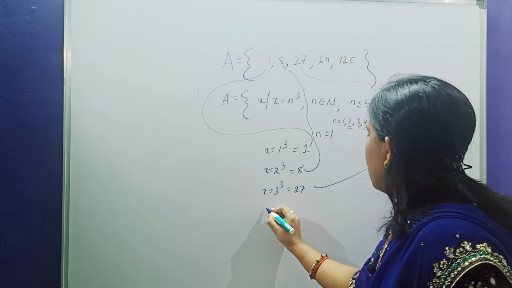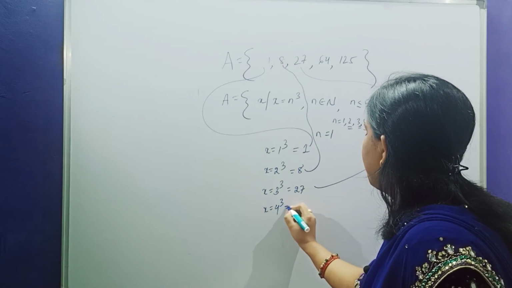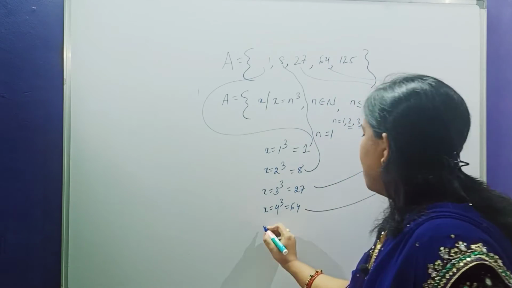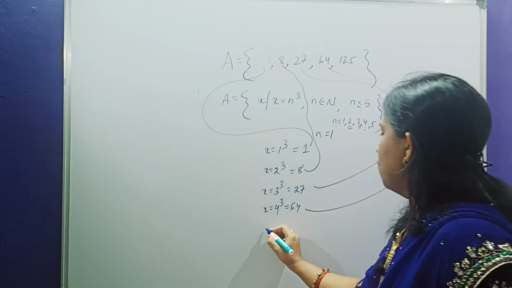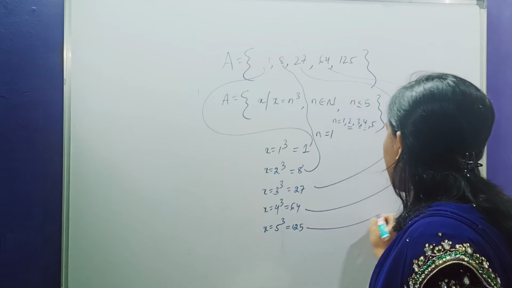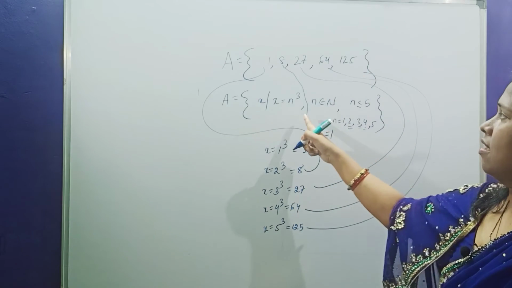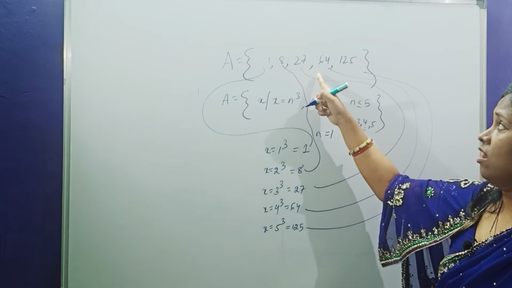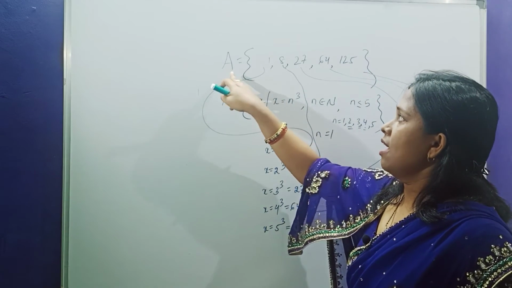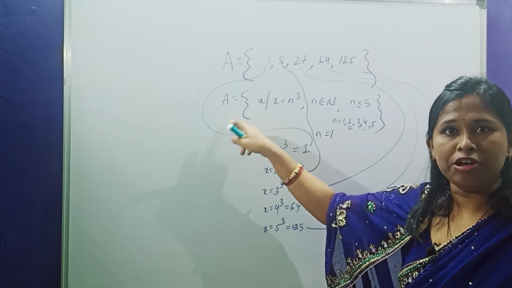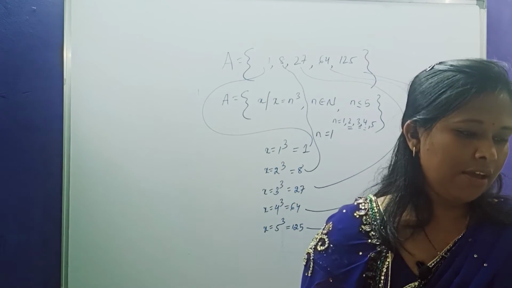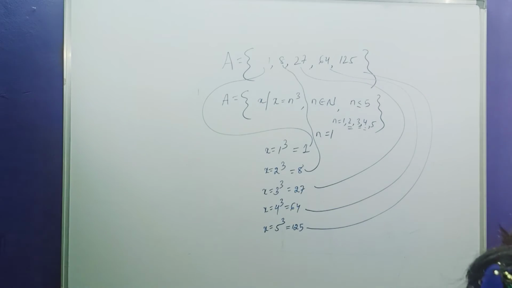When n is equal to 4, x is equal to 4 cube, that is 64. You are getting the fourth element. Lastly, n is equal to 5, then x is equal to 5 cube, that is 125. So this rule is satisfied by all the elements of the set. This is the conversion from your listing method to your set builder method. Are you all clear? Next, we'll do one more question.